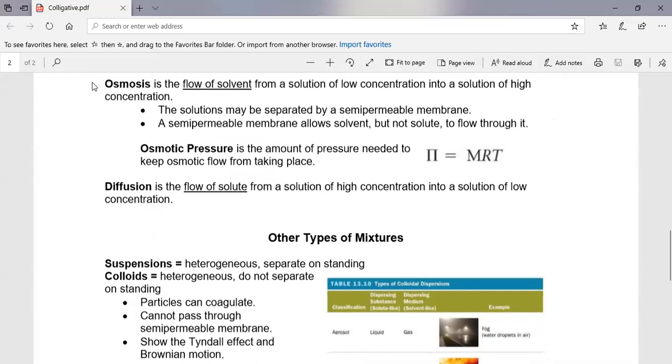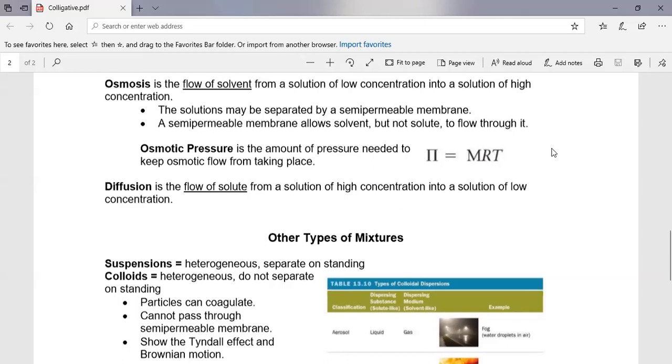So osmosis is when the solvent flows from a solution of low concentration into a solution of high concentration. So this is where the solvent moves in order to help dilute something that's concentrated. We can use this by separating solutions using a semi-permeable membrane that allows solvent but not solute to flow through it. This is where we can get something called osmotic pressure, where there is pressure needed to keep that osmotic flow from taking place, to keep that solvent from moving.